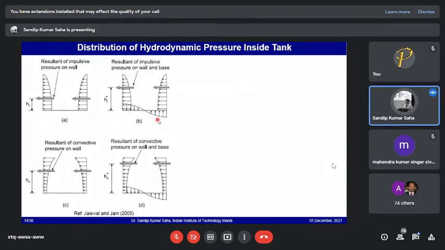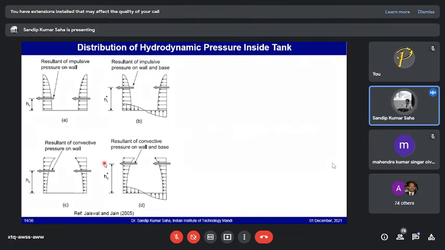So this is the value shown, and because of this consideration of base pressure, you can see the effective height of the impulsive mass has now changed. Ideally it will act at a slightly higher height from the base than when you are considering no base pressure. If the tank is anchored at its base and there is no uplifting possibility, then probably you will go for this kind of situation.